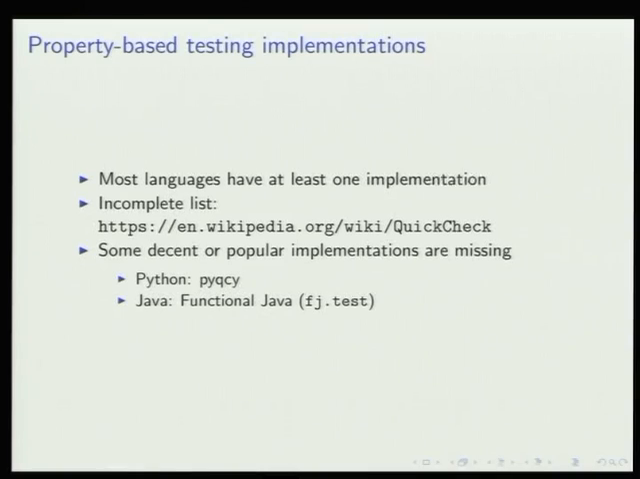Okay, so in other languages, most languages have at least one implementation of property-based testing. There's an incomplete list on Wikipedia, so if you just search for QuickCheck, it has a list of a whole bunch of clones and similar tools. But it's not an exhaustive list. There are some implementations that, to me at least, seem quite nice or quite reasonable that don't appear on that list, although I suppose I could go and add them. It is Wikipedia. So these include one called Pixie for Python, or the functional Java test module.